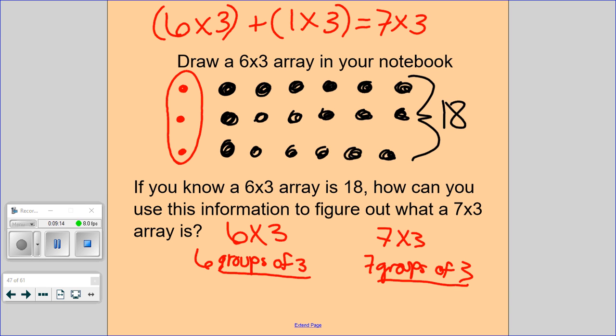What was 6 times 3 again? Lily? The answer? Yep. 18. Very good. What is 1 group of 3? That's the easy one. What is 1 group of 3? Lily? 3. You're on fire today. I like it. What is 18 plus 3? I know. Tricky math. It's not tricky.